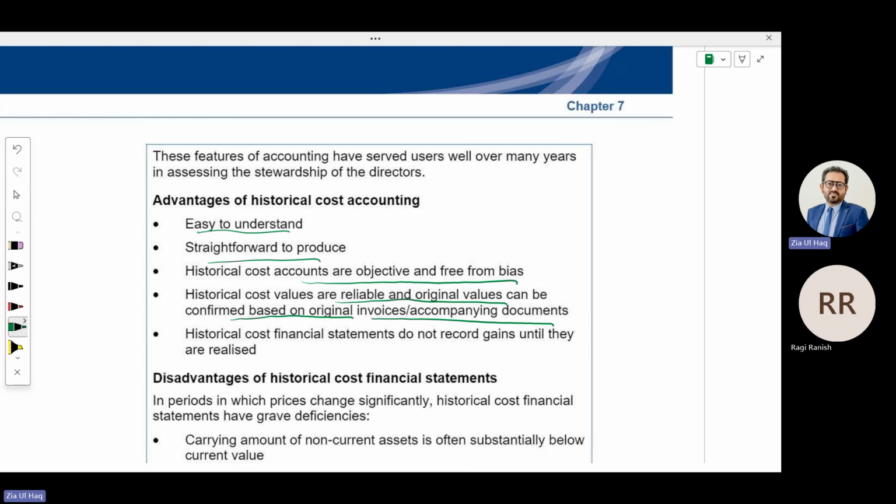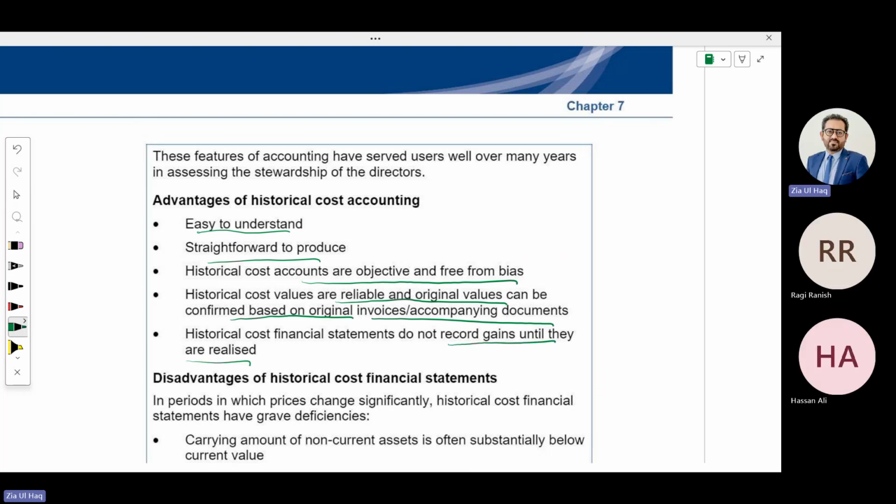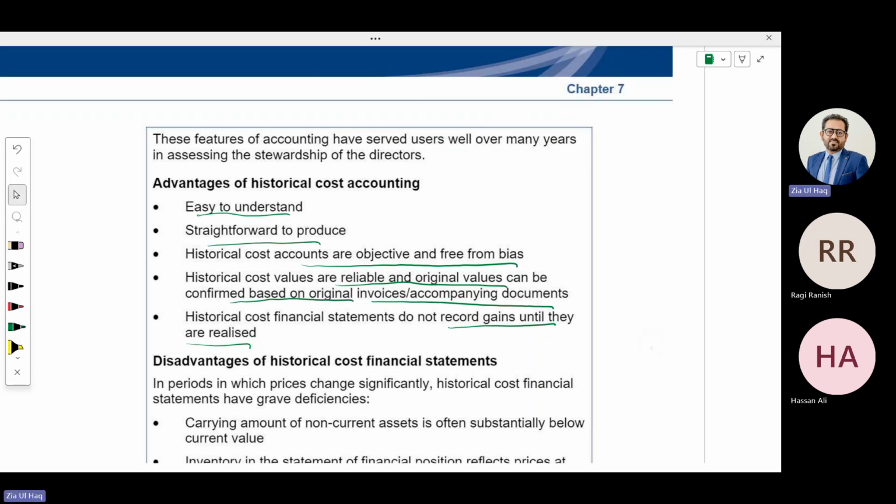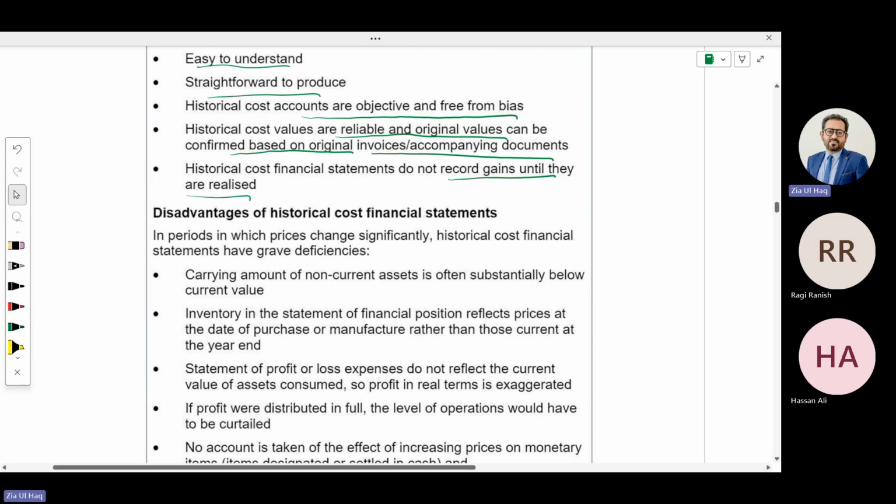Historical cost financial statements do not record gains until they are realized. This means we record income when it is realized. Future income will not be recorded. But there are some disadvantages. The carrying amount of non-current assets is often substantially below current value. I mean, a similar asset in the market is of higher value.